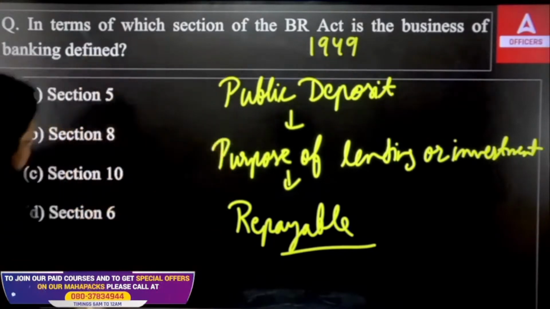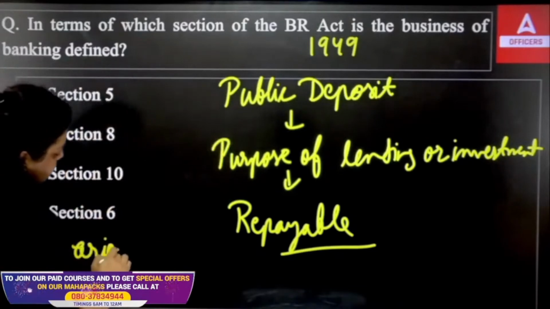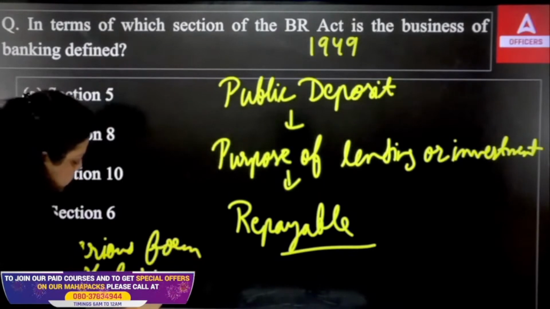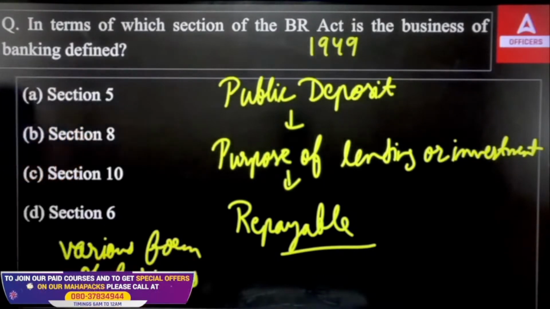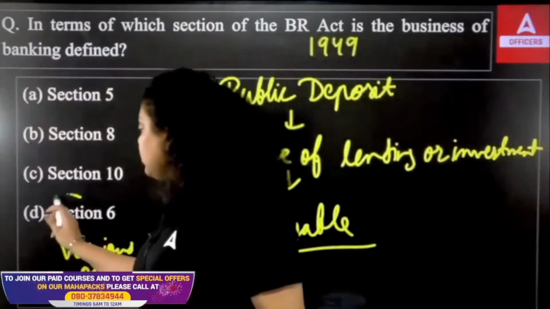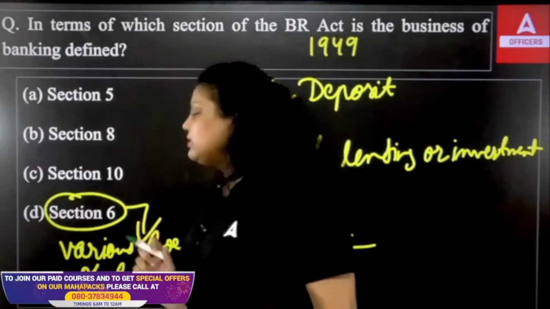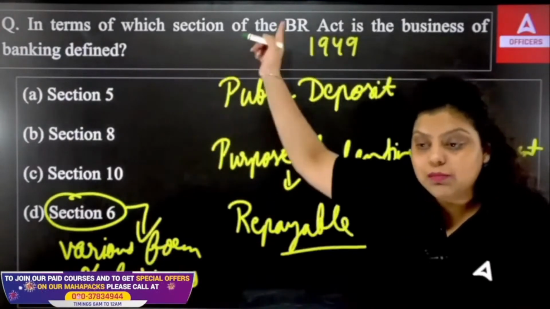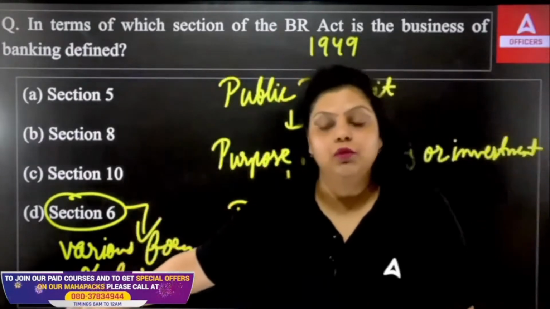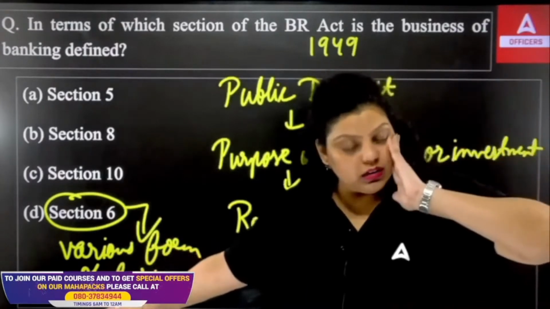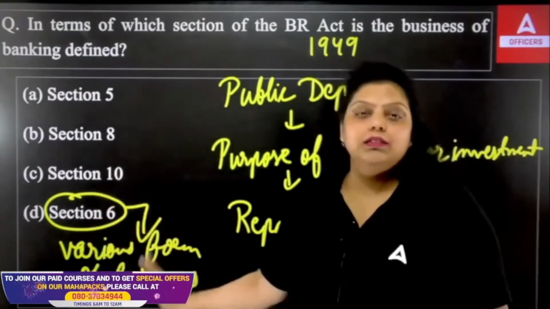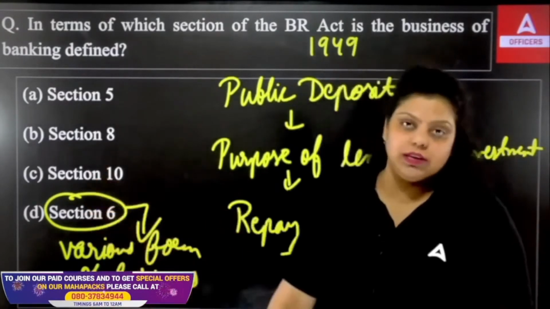Now these are the business of banking. But apart from that, various forms of business are provided by banks. Banks are not only providing these services, they are providing more than these services also. The various forms of business that the bank performs are defined under section 6 of the same Act, the Banking Regulation Act. Apart from the business of banking, what other forms of business do banks perform? Like providing demat account, insurance policy, mutual fund, etc. These are the various types of business that banks provide, and this is defined under section 6.